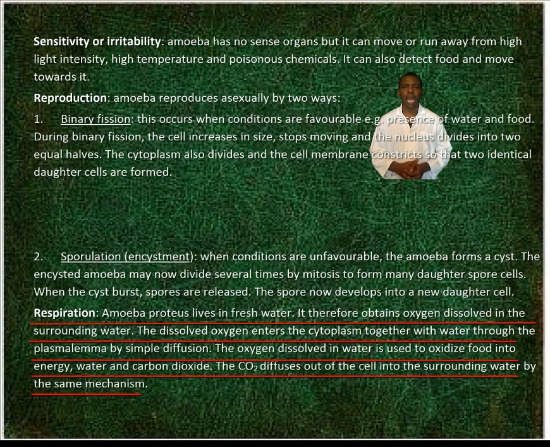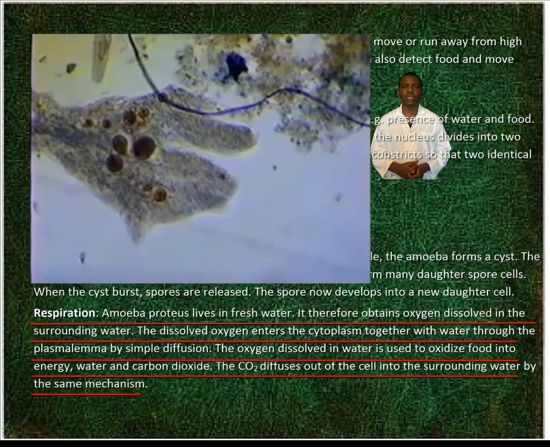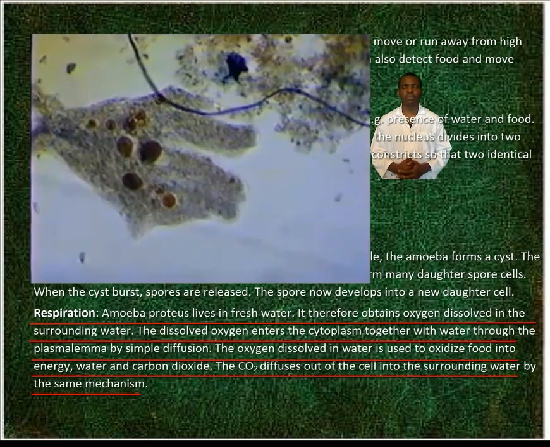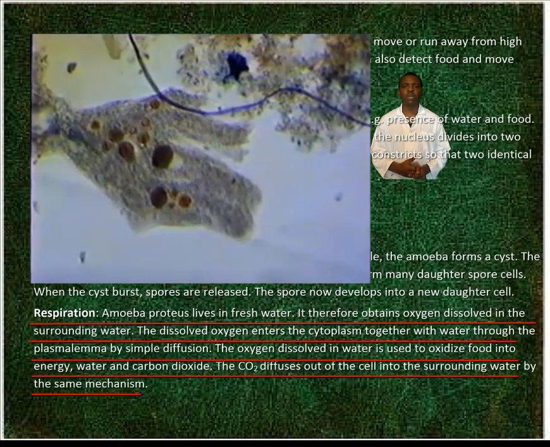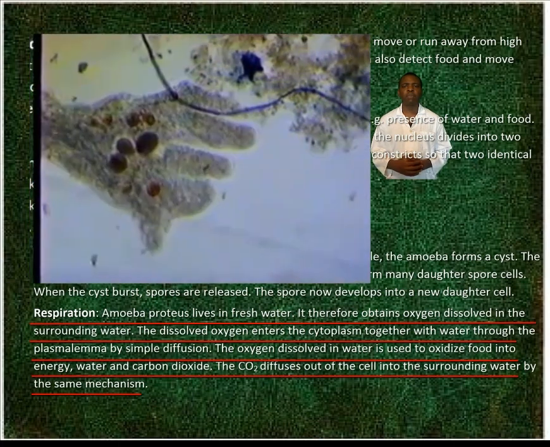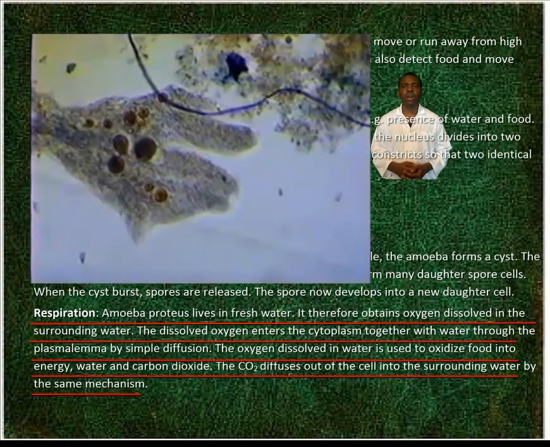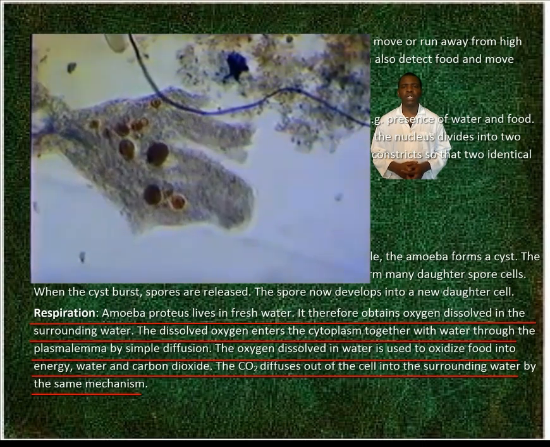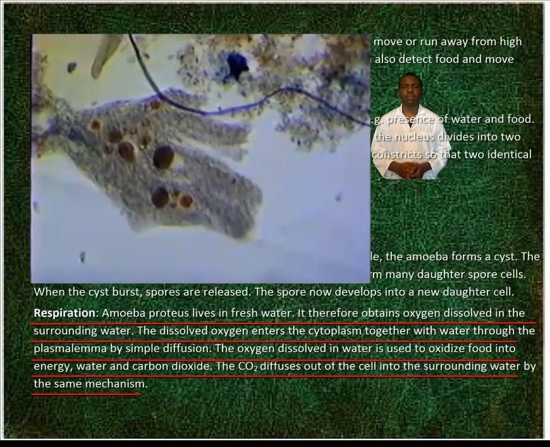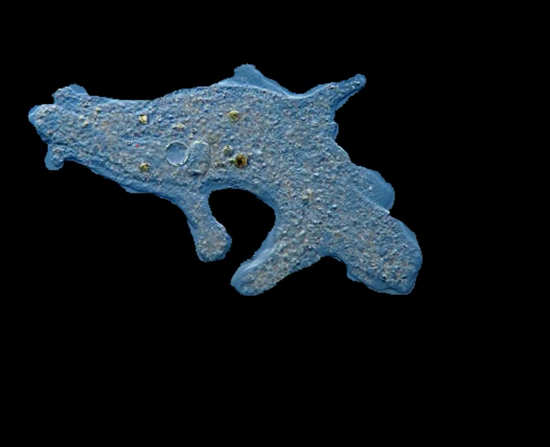Respiration. Amoeba proteus lives in fresh water. It therefore obtains oxygen dissolved in the surrounding water. The dissolved oxygen enters the cytoplasm together with water through the plasmalemma by simple diffusion. The oxygen is used to oxidize food into energy, water, and carbon dioxide. The carbon dioxide diffuses out of the cell into the surrounding water by the same mechanism.